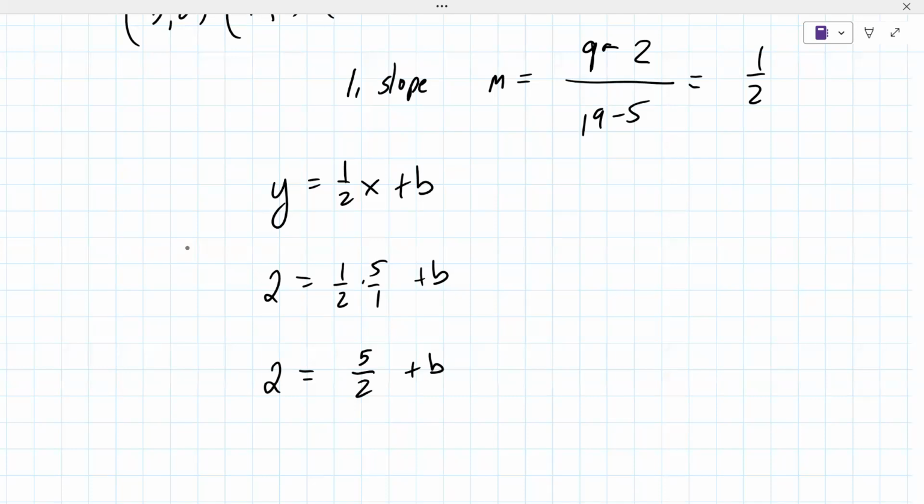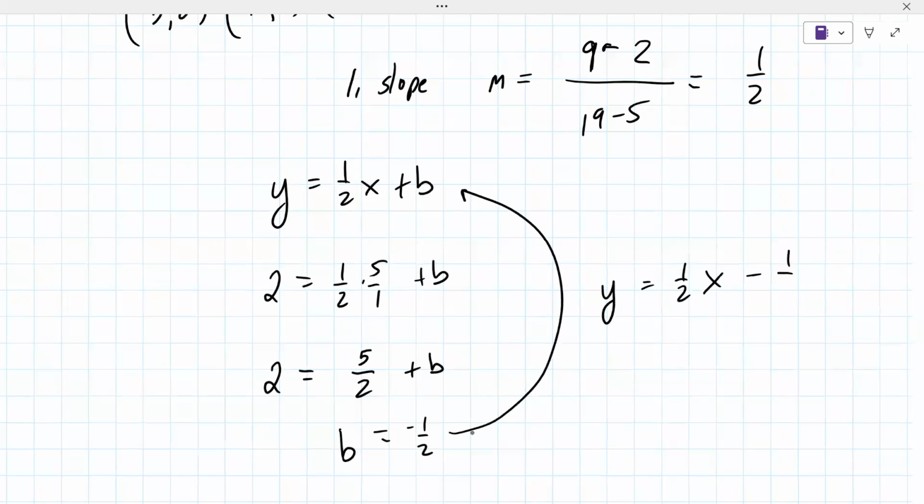Does that equal, hold on. -1/2. B is -1/2. Got it. Right, so now this equation is y equals 1/2 x minus 1/2, but they want you to use f of x instead of y. You have to make sure you make that last substitution.